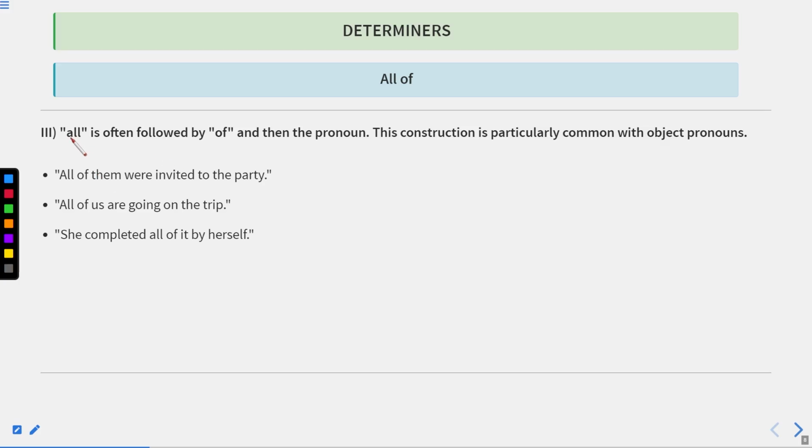All of these. All is often followed by of and then a pronoun. This construction is particularly common with object pronouns. For example, all of them, because of is actually a preposition, and after a preposition we can only have the objective case. All of them were invited to the party. All of us are going on the trip. She completed all of it by herself.